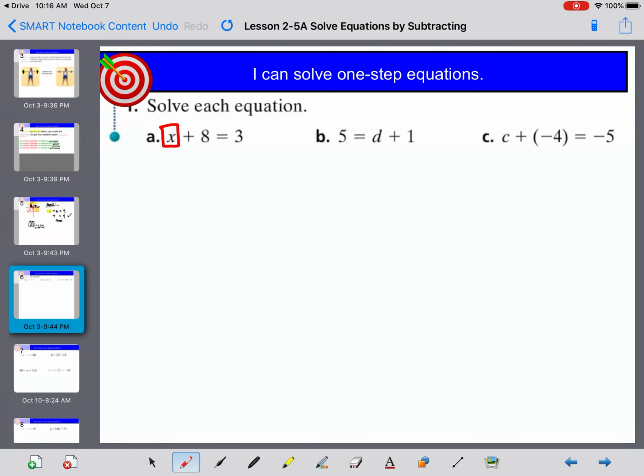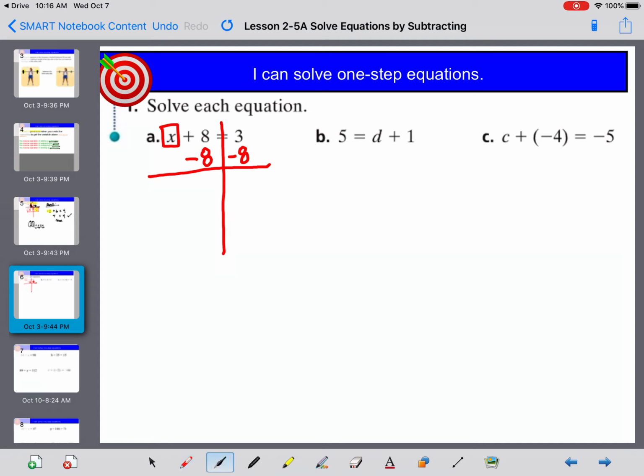Now, I work with the side that has the x, and so in this case, it's the left-hand side. It won't always be the left side. It's the side with your variable. Now, I see that x is adding 8. The inverse operation of adding 8 is to subtract 8. So notice how I write -8. Then I go to the other side and I immediately write -8. Then I draw a line to show equals.